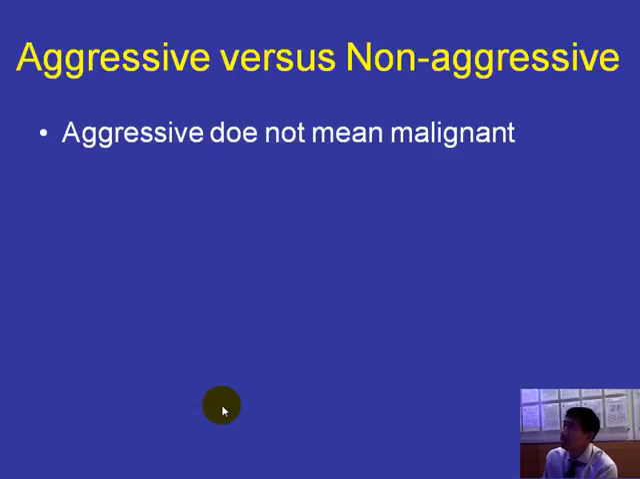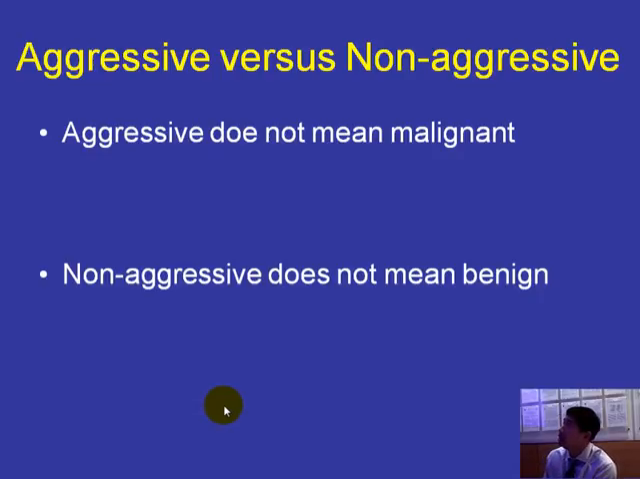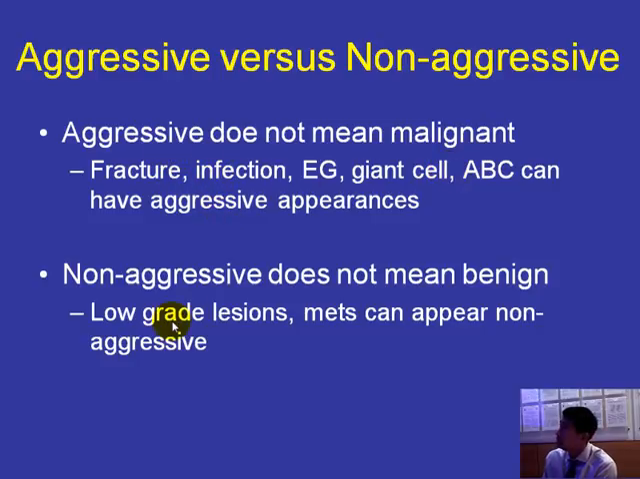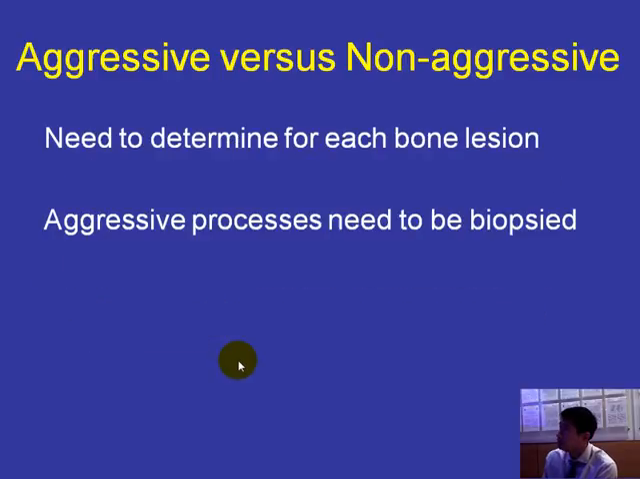Remember again that aggressive does not mean malignant, and non-aggressive does not mean benign, because there are a lot of issues: there are lesions that could be aggressive and be benign. There are also lesions that are non-aggressive appearing that are malignant. But you need to determine this for each of the bone lesions, and aggressive processes need to be biopsied.